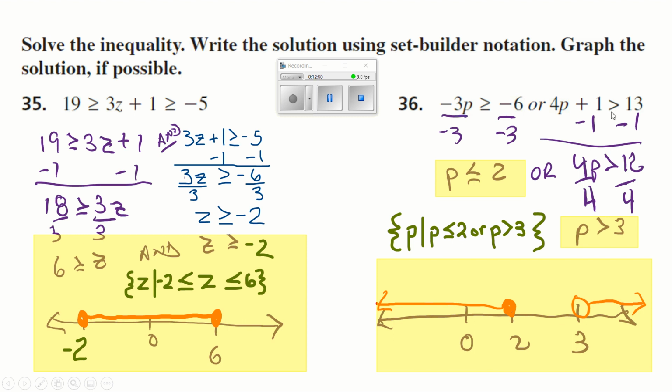On this side, I see that I'm going to have to subtract 1 from each side. 13 minus 1 is 12. I'm not dividing by a negative number this time, so I don't turn the symbol around, and 12 divided by 4 is 3. So p can also be greater than 3. When I use my set builder notation, I have my parentheses and put the p, okay, less than or equal to 2, but greater than 3, okay?